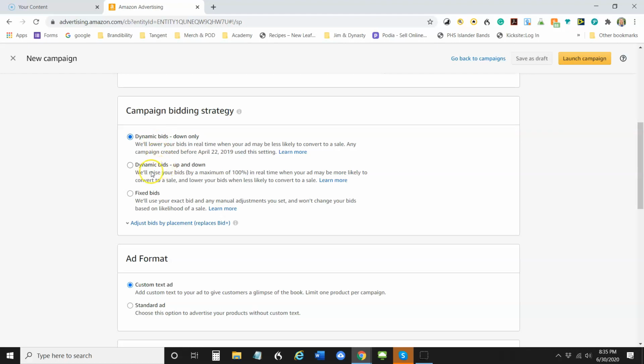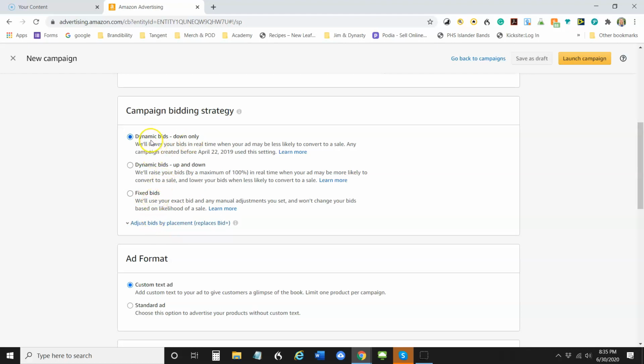Okay? If you do dynamic bids up and down, it will go up by 100%. So it can go up to 20 cents. Okay, so it could be 10 cents up to 20 cents, and it'll go down as well. Now, fixed bids is if you bid 10 cents, that's what you're bidding.